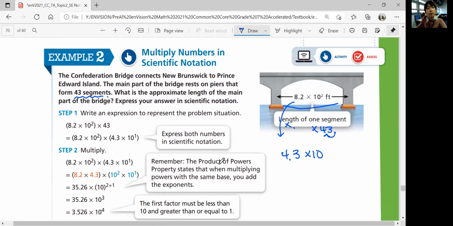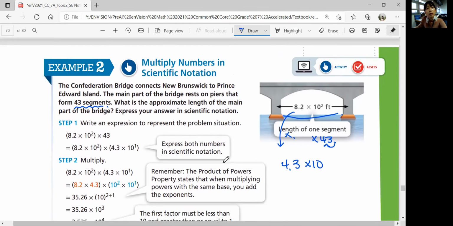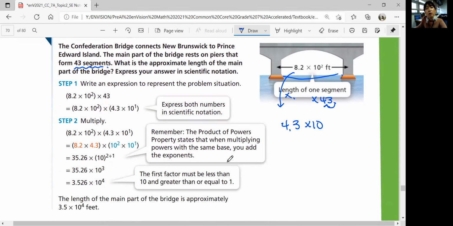And then you will get your answer. But how do you multiply scientific notations?